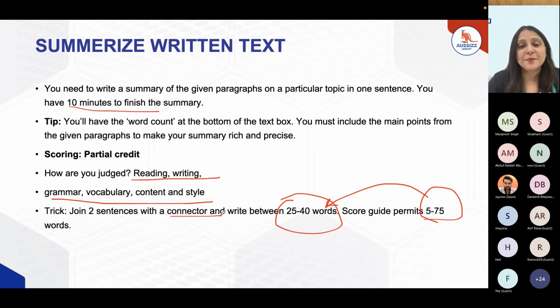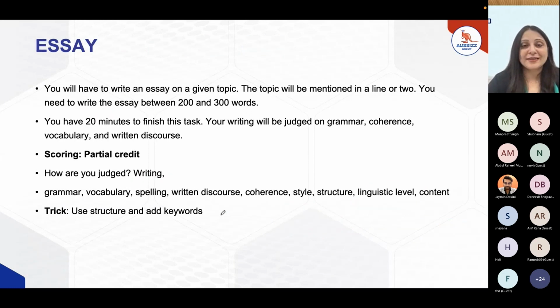Join two sentences with a perfect connector and write between 25 to 40 words, because if you cross 40, what will happen? If you cross 40, obviously then the computer will check for plagiarism. Below 40, it does not check. Many of my students got 90 in writing very easily because they followed this technique. And make sure you are writing a perfect sentence in your answer.